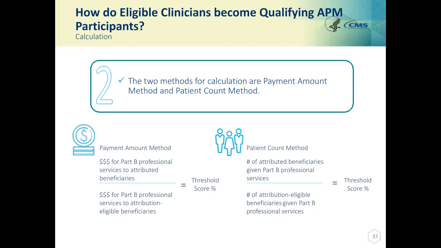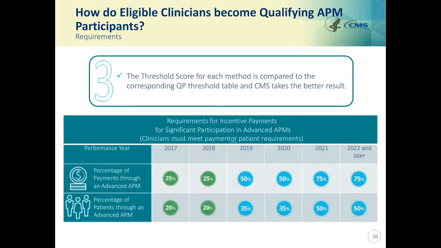So we have two methods for calculating: a payment amount calculation and a patient count method. The payment amount method here on the left looks at the Part B professional services that I just spoke about and provides a threshold score. And then we also calculate a patient count method, and we give you the most beneficial of the two. So if you're a QP based on the payment amount method, or if you're a QP based on the patient count method, we give you that score. We score you for both, but we give you QP based on the most favorable threshold score that you receive. Next slide.